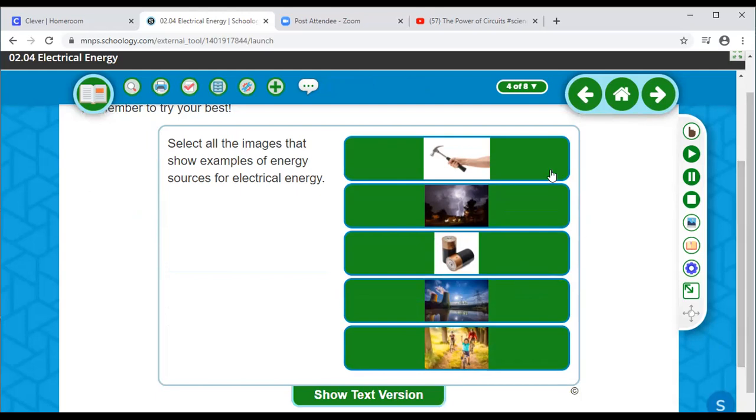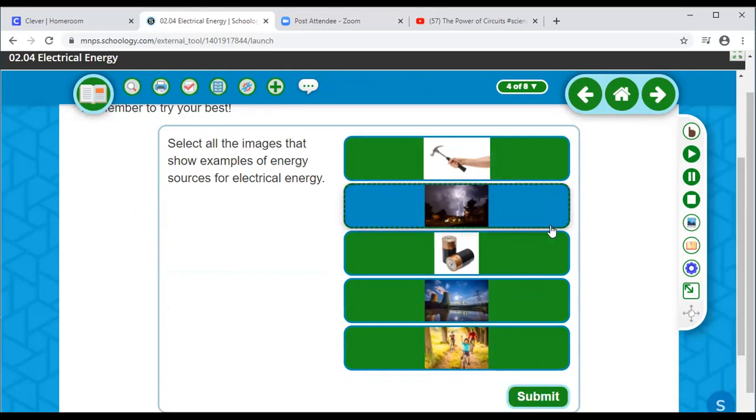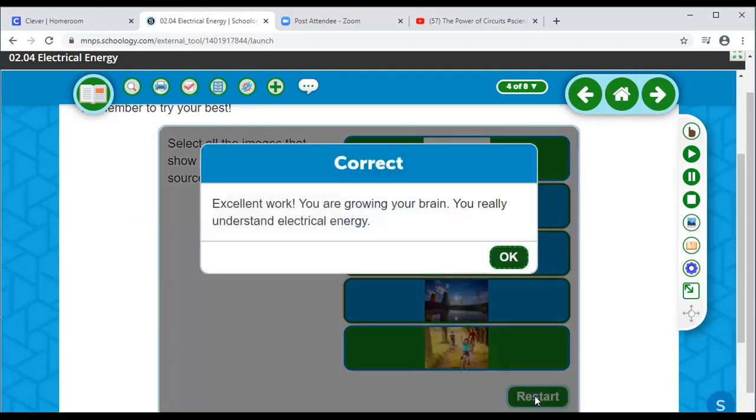So I know it's not a hammer. Lightning does have electricity in it. Batteries are an example of electrical energy. And a power plant. So the three examples that I chose were correct.